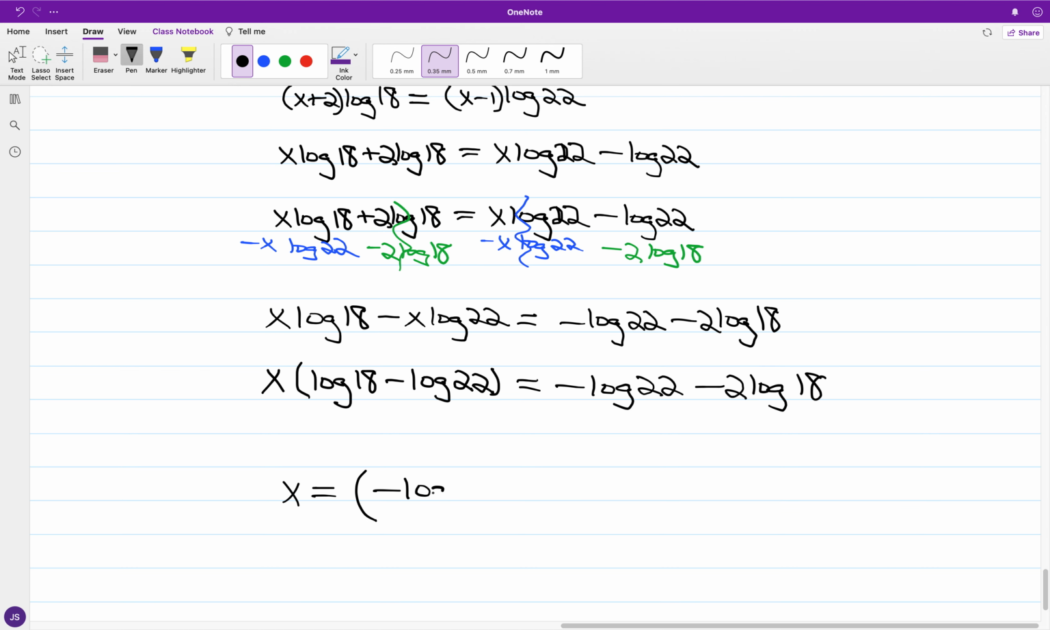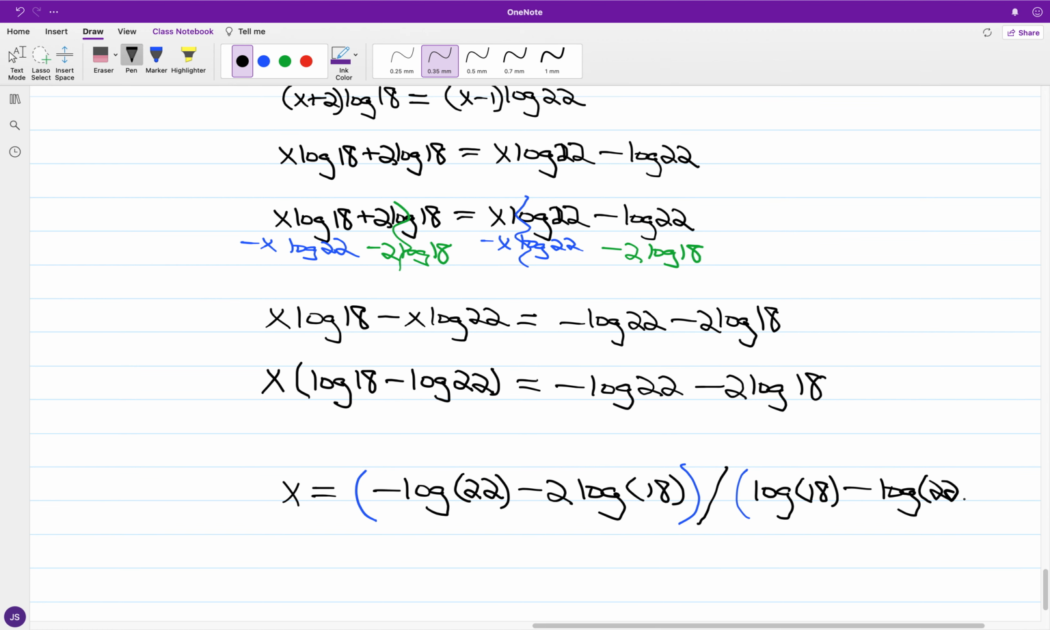And what's going to happen here is that for x, I'll go ahead and put in the calculator notation, so I have minus log of 22 minus 2 times log of 18. I'm using color coding to emphasize the importance of the grouping symbols. And we have over the quantity log of 18 minus log of 22.